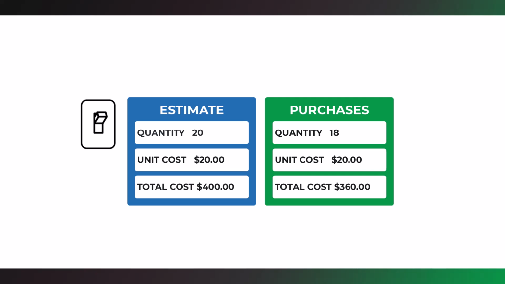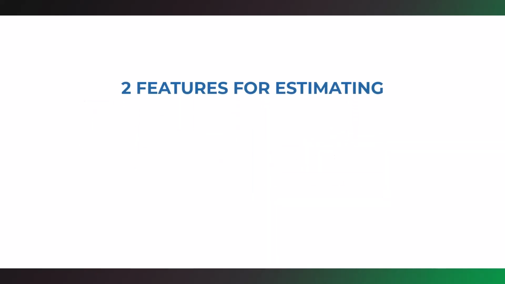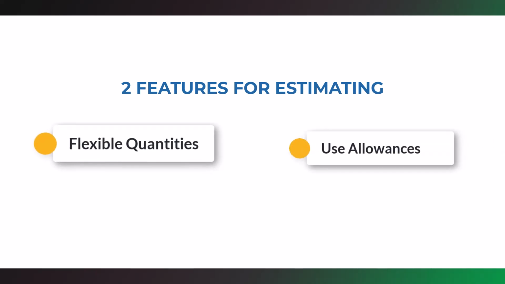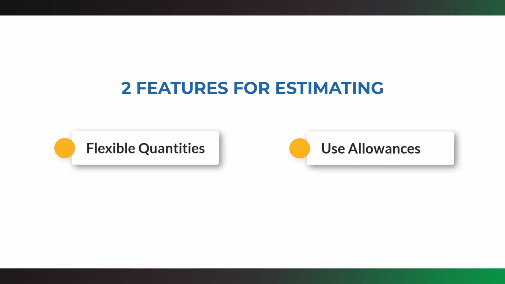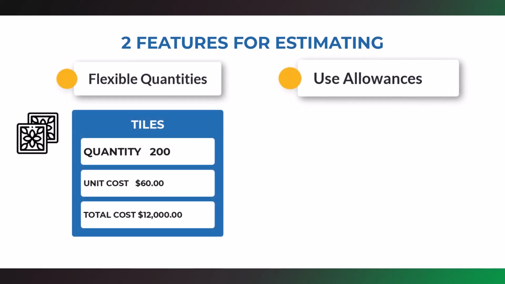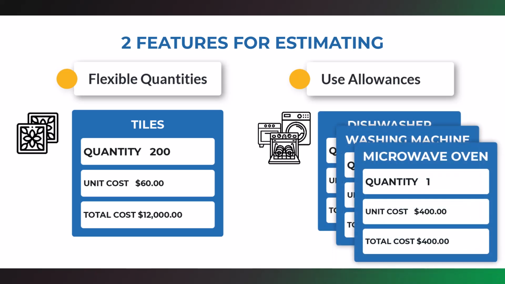If the exact quantity is not known at the time of estimating, there are two features you can use: flexible quantities or allowances. Flexible quantities is a simple feature that enables you to purchase more than the quantity estimated without raising variations or adjustments. For example, tiles. Allowances are generally used to purchase one or many items, where the product is not known at the stage of estimating. For example, a single allowance can be used for multiple kitchen appliances.